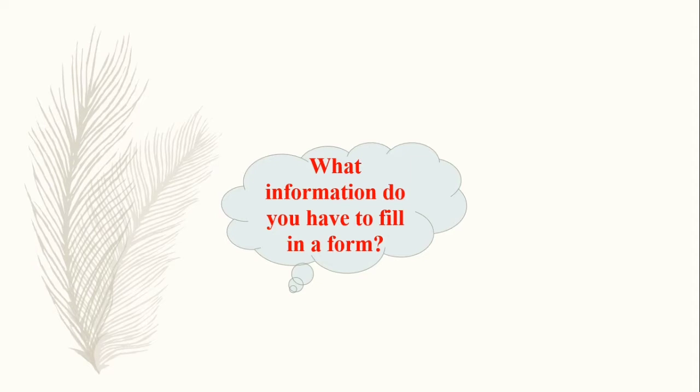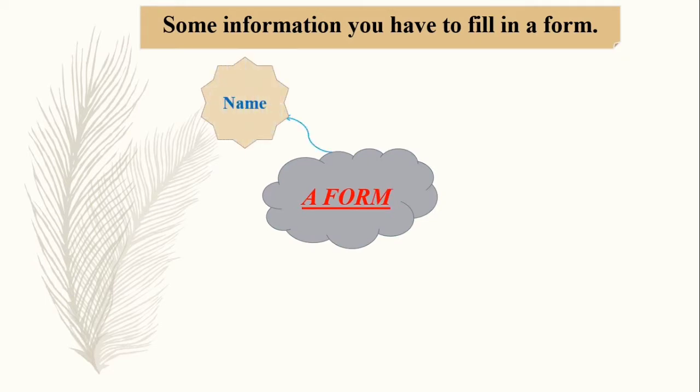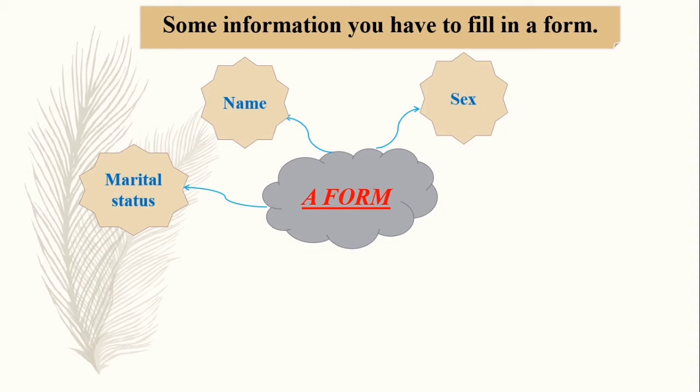Right, so these are some information that you will need to write into a form. This will be your name. Marital status. It means the status whether you are single or married. Do you have a wife or a husband yet? Sex. It means are you a boy or a girl, male or female? Job. It means are you a student or are you a teacher, an employee, or what are you doing right now?